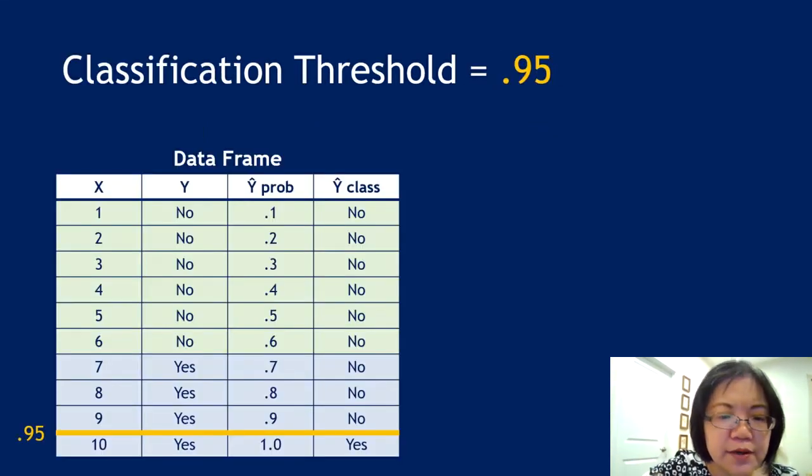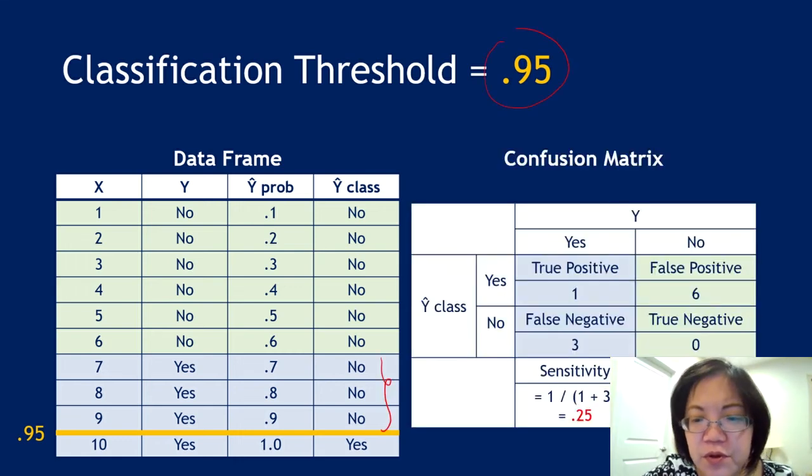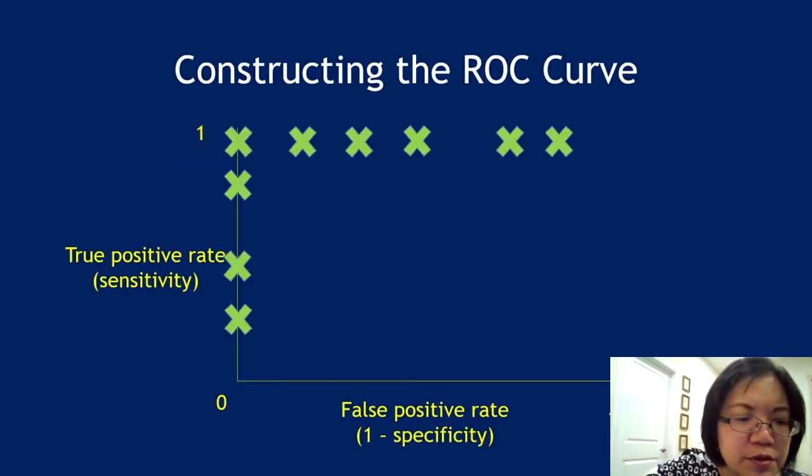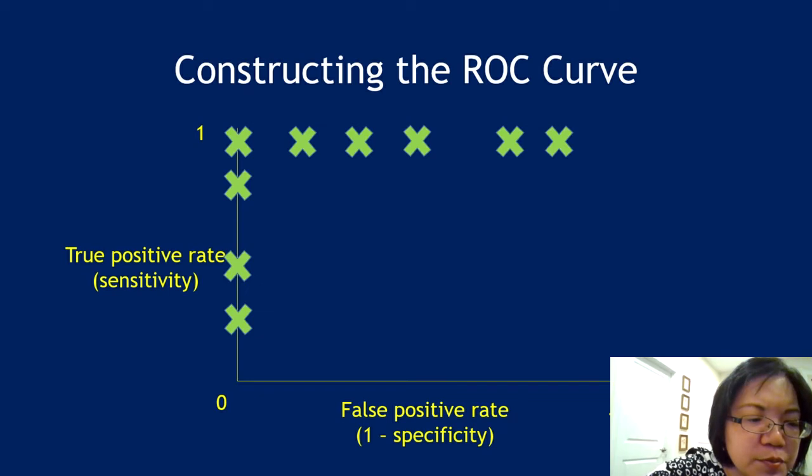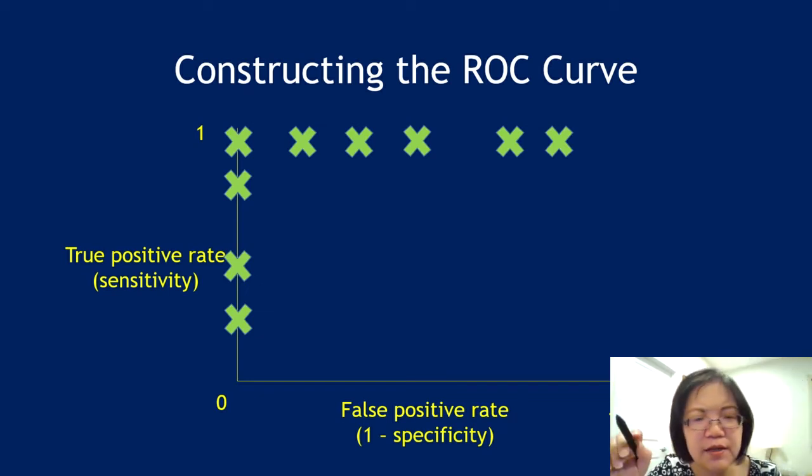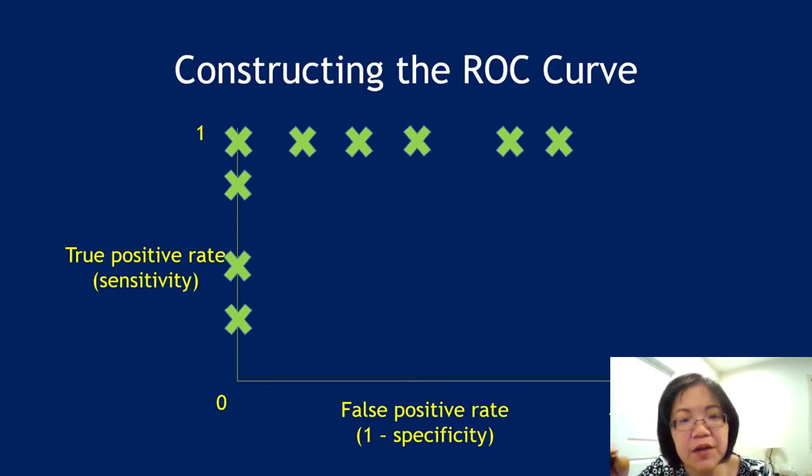Now with the threshold of 0.95, I'm going to make 3 mistakes over here. And those are the 3 mistakes over here that bring my sensitivity rate down to 0.25. So that's the 0.25 over here. The threshold is 0.95. This is 0.25 true positive rate. And that's it. We've gone through all possible thresholds.